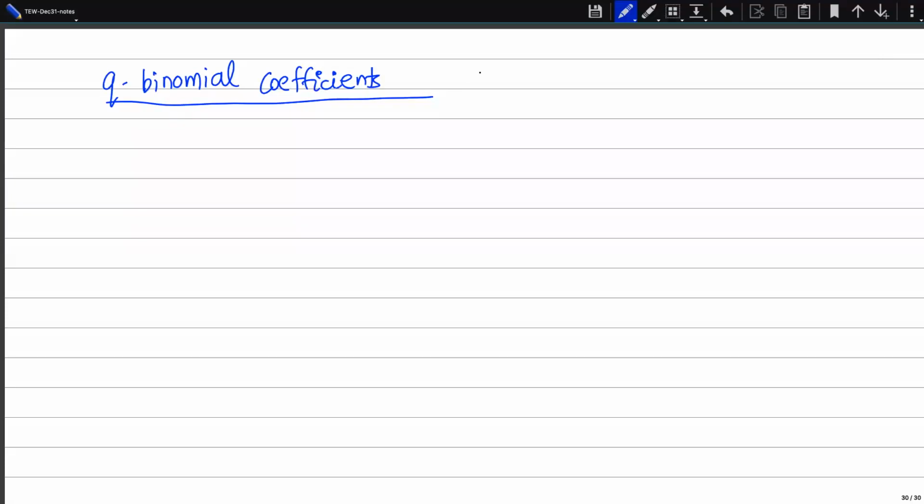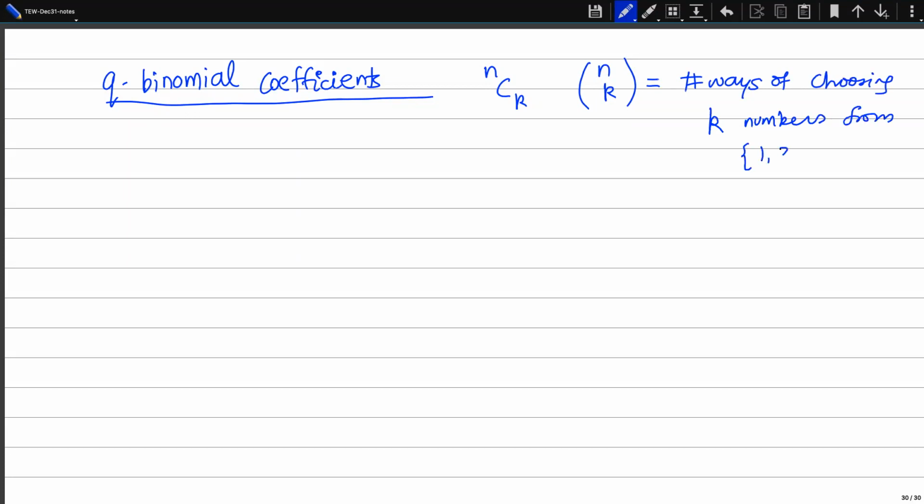What is a binomial coefficient? If I just say n choose k, and let me start using the standard notation for n choose k, it is just the number of ways of choosing k, let's say, numbers from the set of numbers 1, 2, 3 till n.